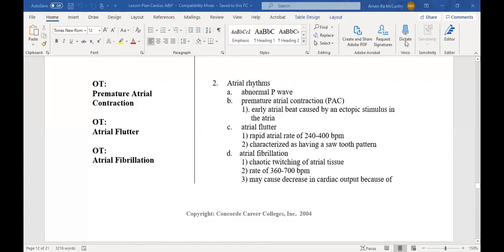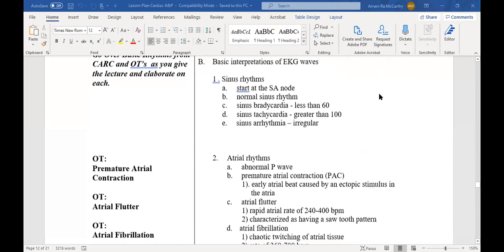All right, guys, so we're going to talk about some of these rhythms, basic interpretations of EKG waves. If you look at chapter 18 in your reading, that's part of your reading for this test, okay? So be sure you look at this chapter.